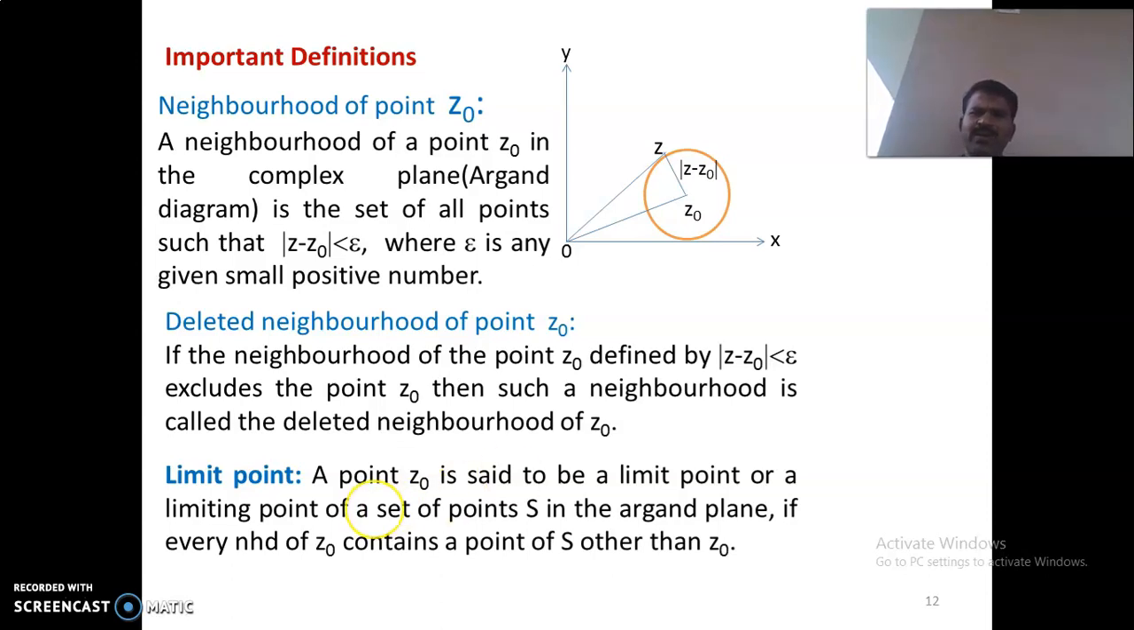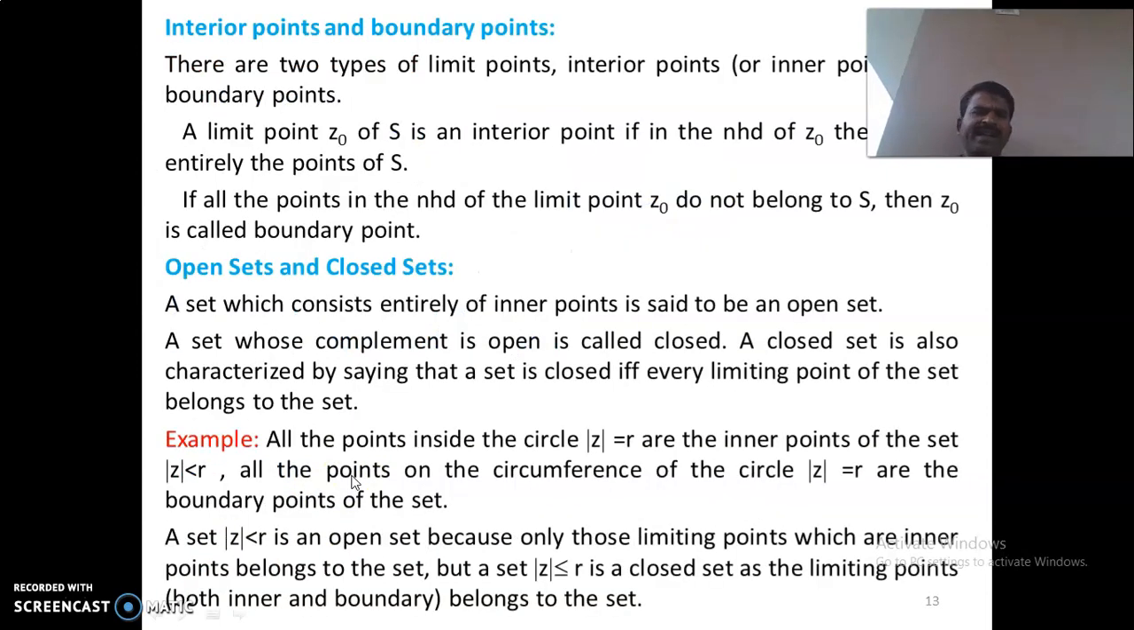Now we shall see some important basic definitions, as we had in real analysis. Here also we have the neighborhood, the deleted neighborhood, the limit point, the interior point and boundary points, and the open sets and closed sets.